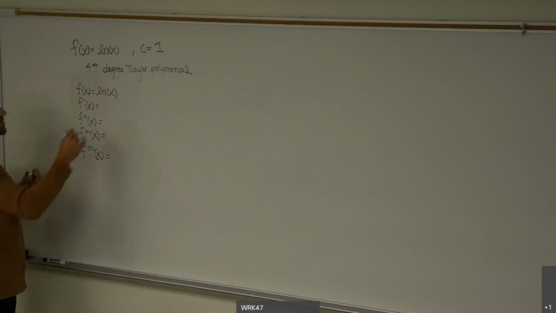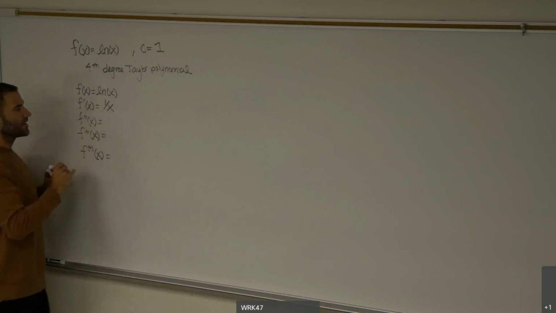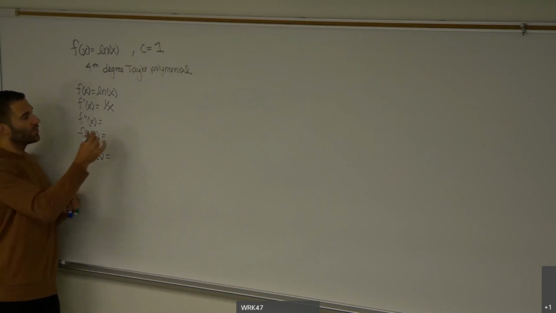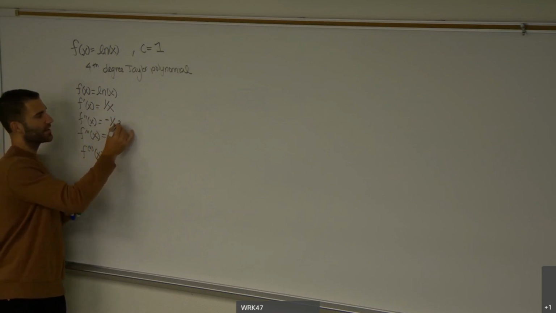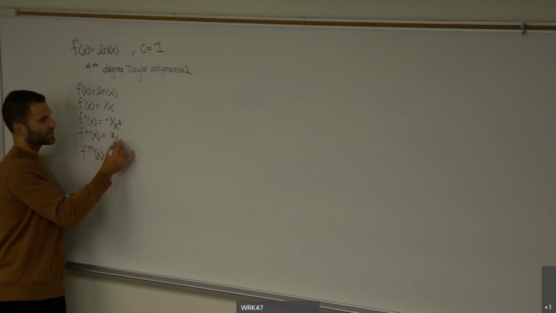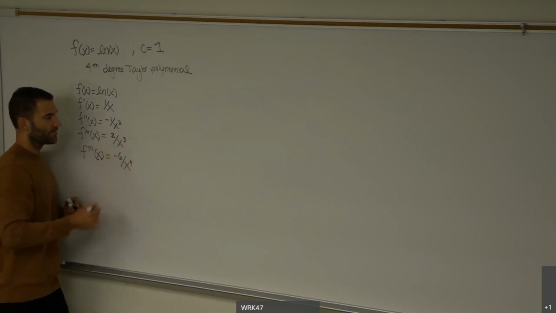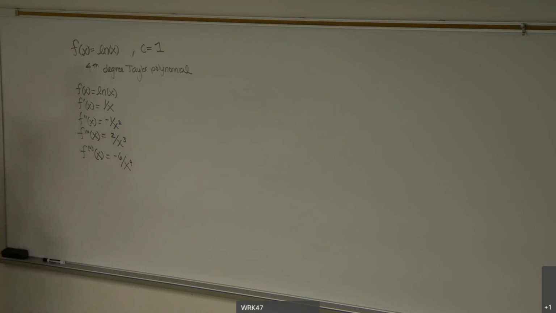ln of x, remember, its derivative is 1 over x. Using now the power rule, negative 1 over x squared, 2 over x cubed, negative 6 over x to the 4th. 1 over x for the first derivative, x to the negative 1 becomes now negative 1x to the negative 2. Negative x to the negative 2 now becomes 2x to the negative 3. Bringing that down, negative 6x to the negative 4.